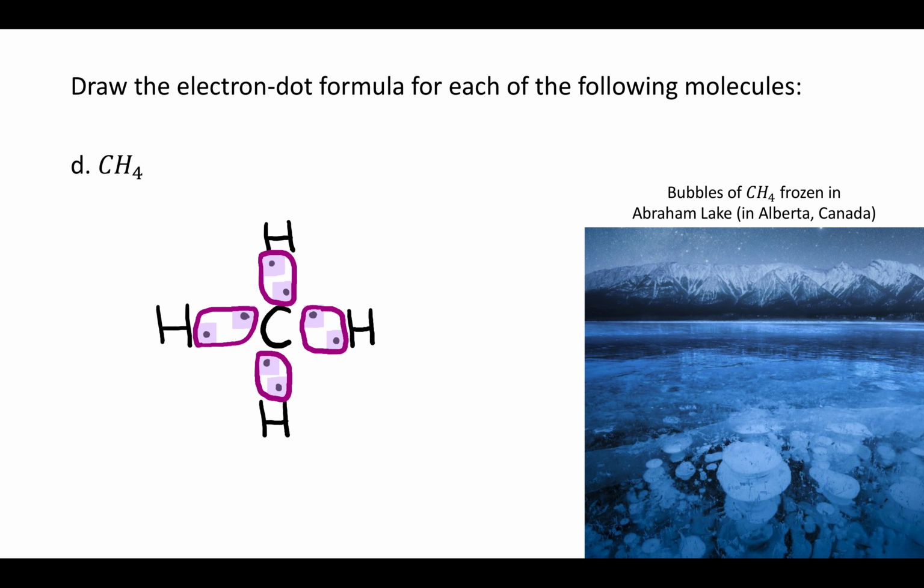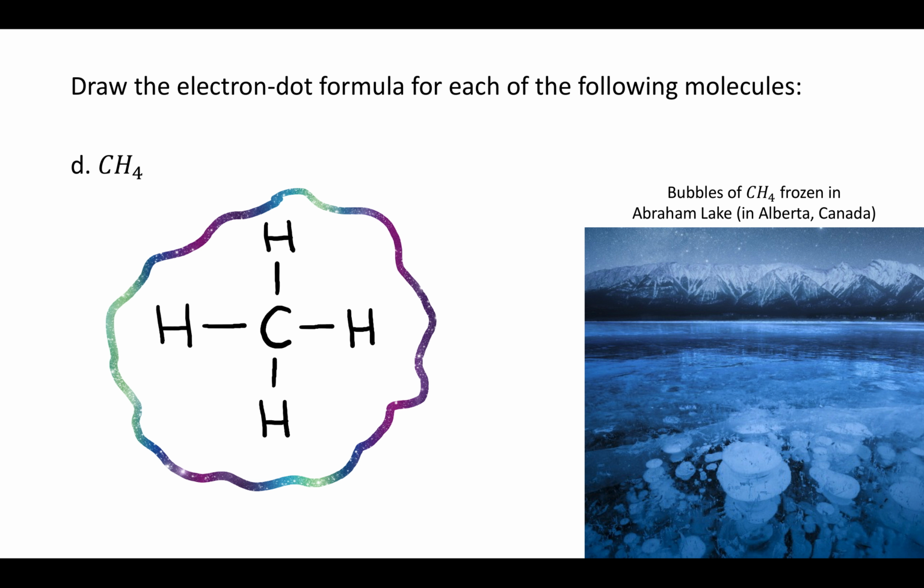And these shared electrons bind each of the atoms together, and create a bond. So we can redraw those 2 shared dots as a line. So replace those 2 dots with a line, and those 2 dots with a line. And that is the electron dot formula for CH4.